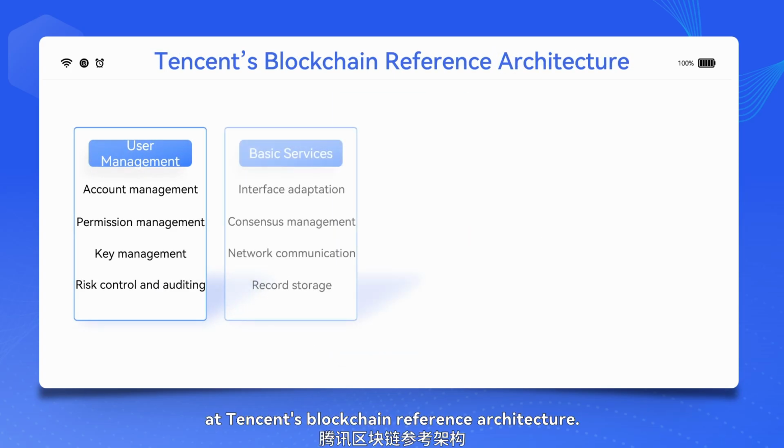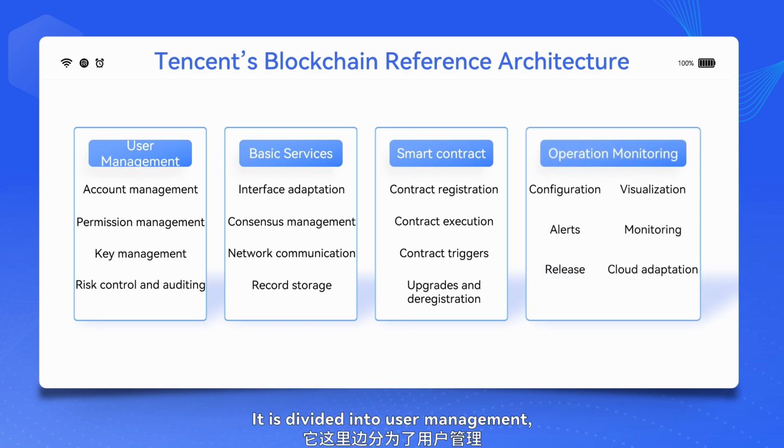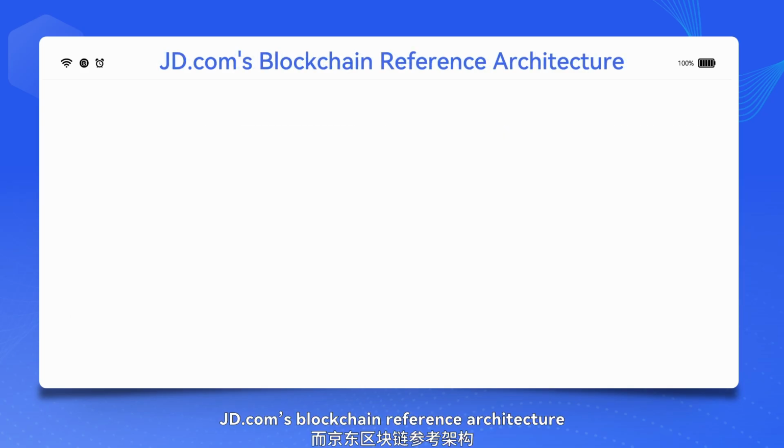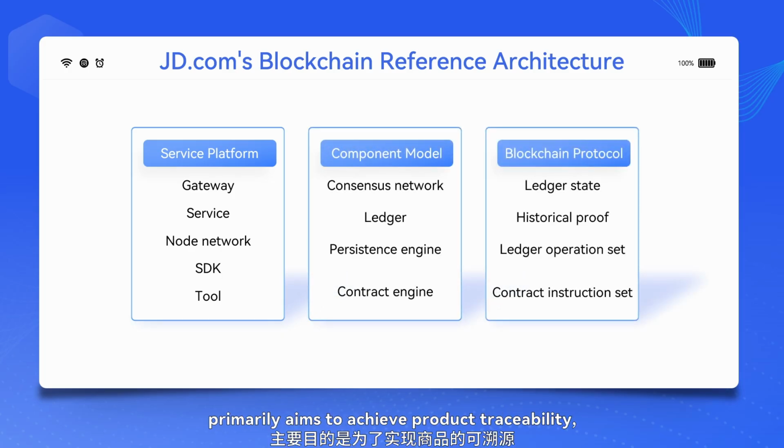Now, let's look at Tencent's blockchain reference architecture. It is divided into user management, basic services, smart contracts, and operational monitoring. These four components help enable the computation of intangible assets such as digital tickets and digital gold. JD.com's blockchain reference architecture primarily aims to achieve product traceability, including service platforms, component models, and blockchain protocols.